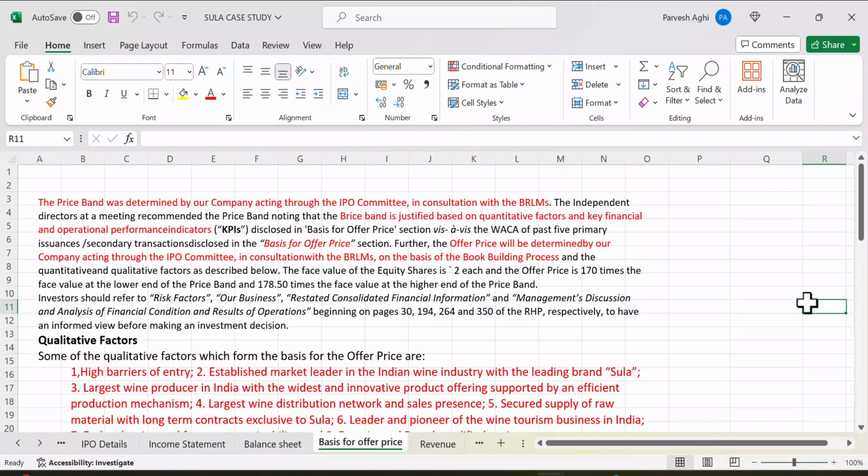Okay. So the basis for offer price. The offer price will be determined finally when they decide the band, and after that they have to find out what the offer price should be, ultimately after they receive the bids. The offer price will be determined by our company acting through the IPO committee in consultation with the BRLMs on the basis of the book building process. They said that we are going to follow a book building process. We are going to invite bids, and based on that, first the price band was fixed by the IPO committee as well as by the lead managers, the merchant bankers, and then they are going to have the book building process and decide about what should be the offer price.